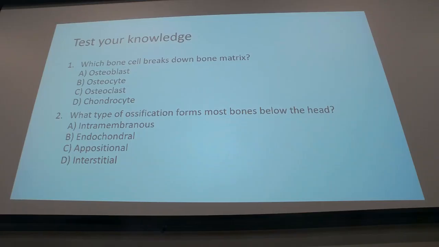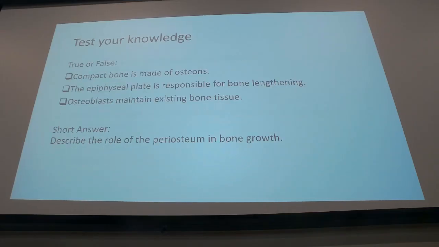Test your knowledge. Which bone cell breaks down bone matrix? C, osteoclast. What type of ossification forms most bones below the head? Endochondral. True or false? Compact bone is made of osteons. The structural and functional unit of bone is the osteon. True.